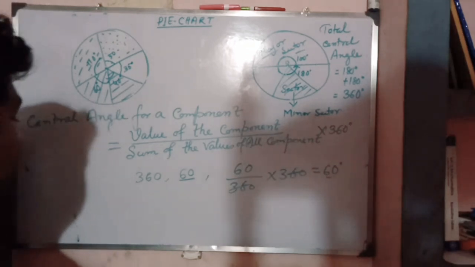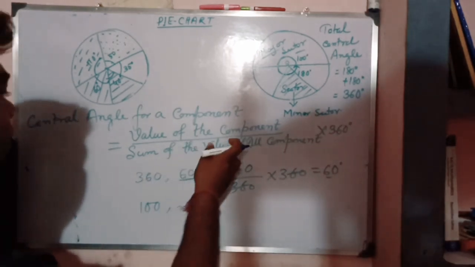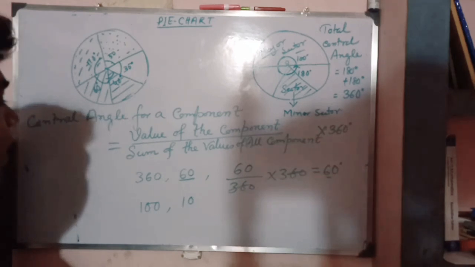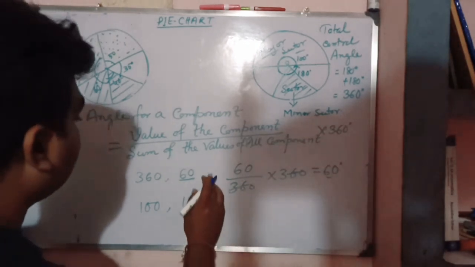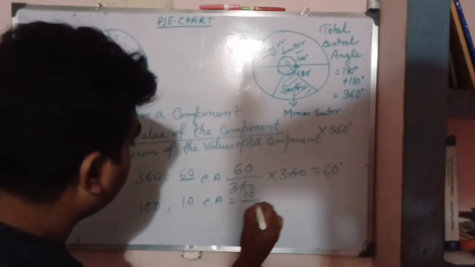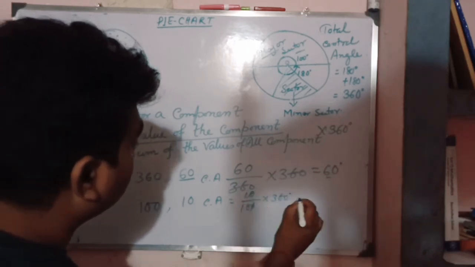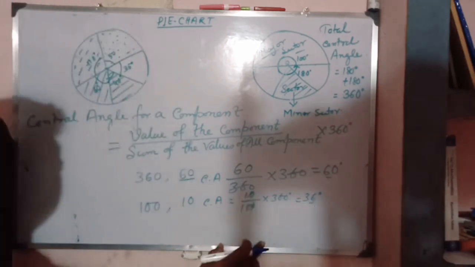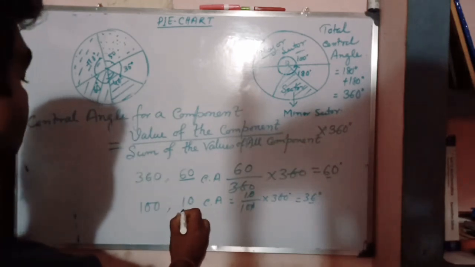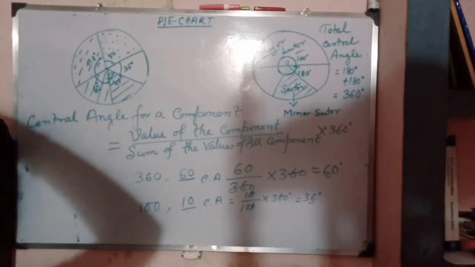Same thing again: suppose the sum of all the components is 100 and the value of the corresponding component is 10. So the central angle should be 10 by 100 into 360 degree, that is 36 degree. So we have to draw 36 degree at the center of the circle for this data or component. Understood?